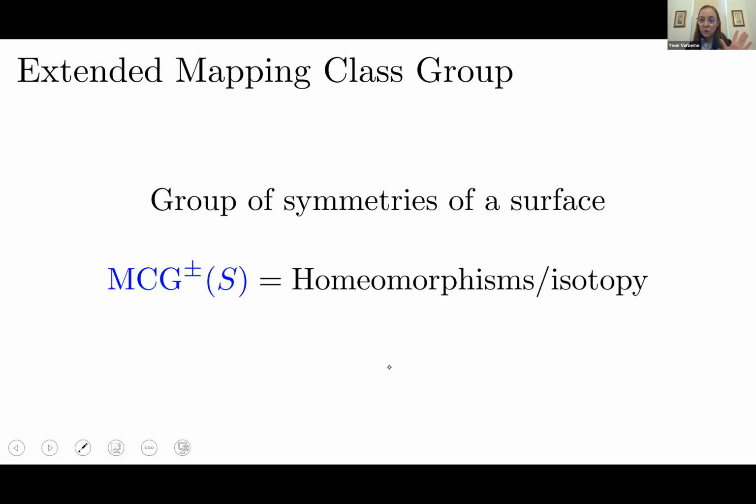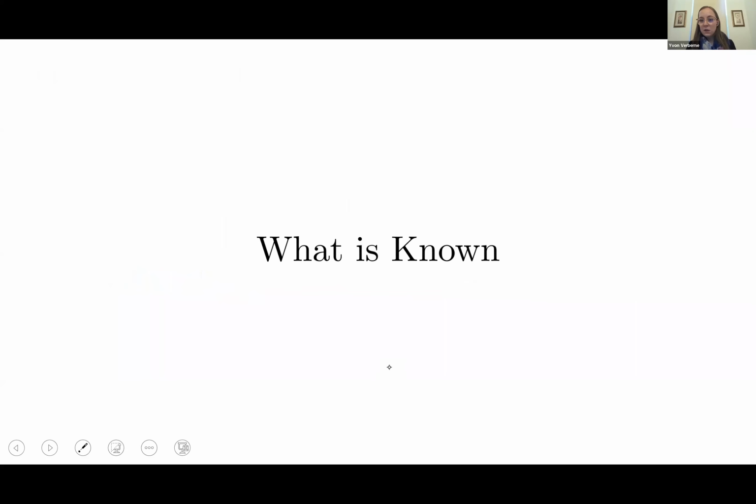And we're predominantly going to focus on the extended mapping class group. And every once in a while, we're going to discuss the mapping class group, which is the group of orientation preserving homeomorphisms, but I'll be clear when I'm passing from one to the other. So I want to start off with some of the history that we already know.